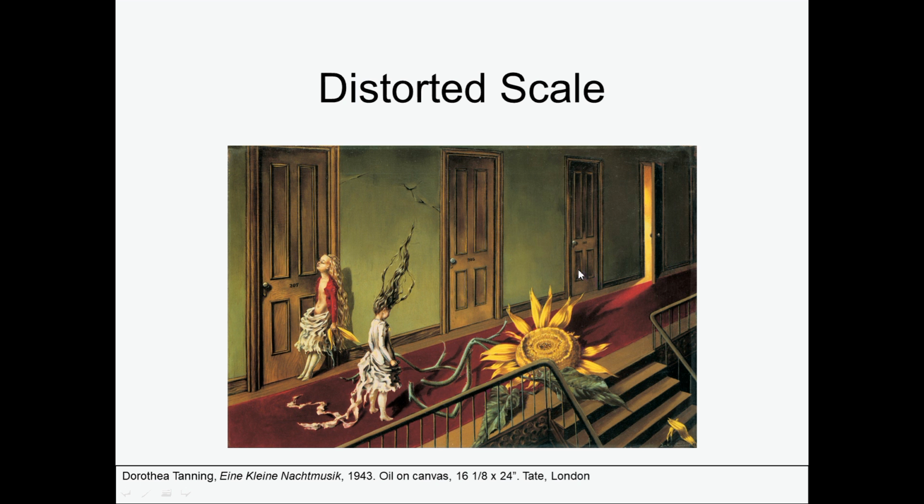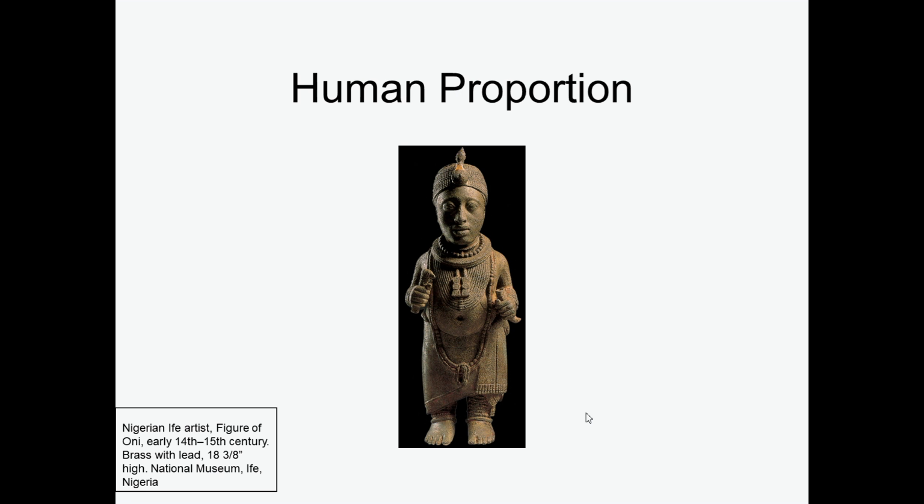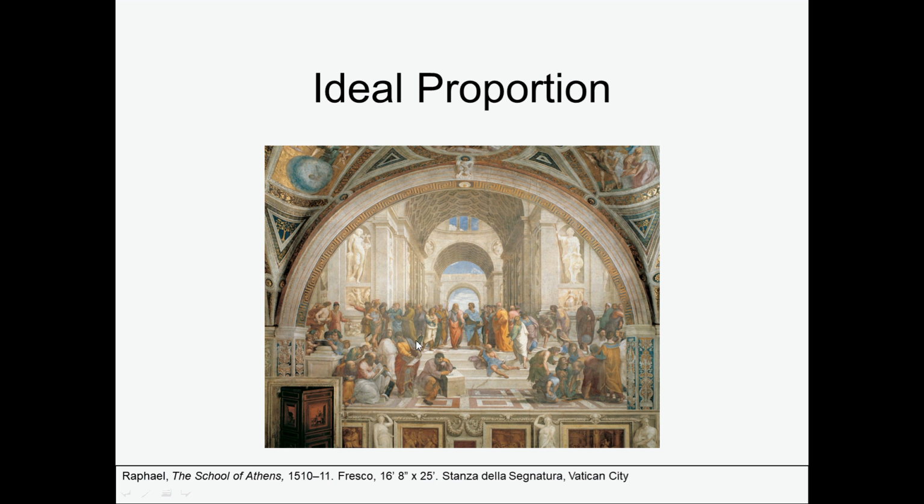We can also mess with distorting scale. Distorting scale would be you have these kids, but then look how large this plant is. Human proportions. When we distort human proportions, like for this one, the proportions of the person aren't the same as what we would expect, meaning a bigger head, a shorter body. Notice the bigger feet. Or we can talk about ideal proportion. These are supposed to be real people, but the idea is that they have an ideal proportion. So these are idealized, or they're made to look like the best proportions of people.